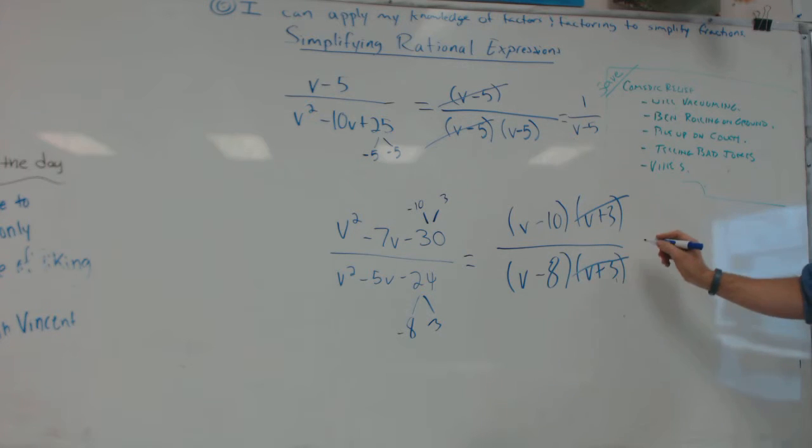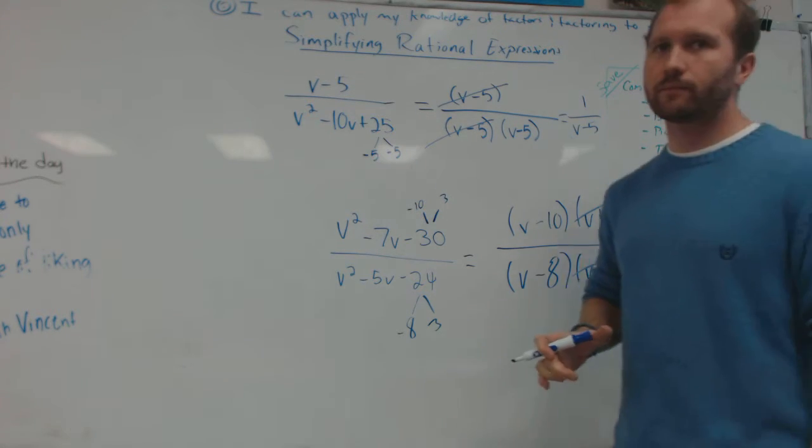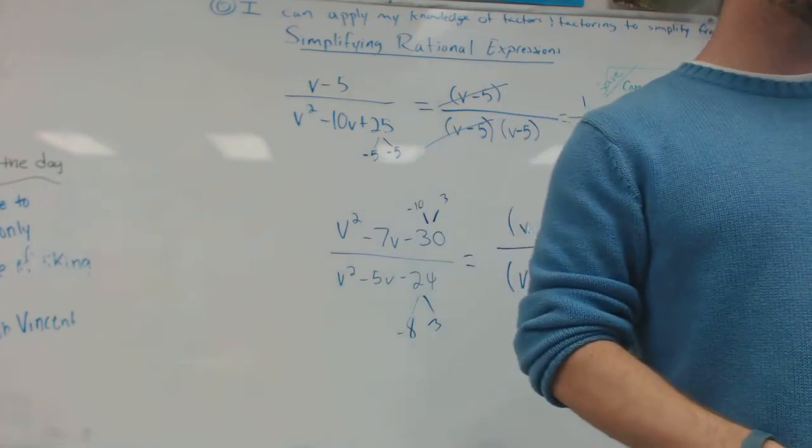There's a factor in the top that cancels with a factor in the bottom, leaving V minus 10 over V minus 8. And we're done. And that's pretty much as complex as we're going to get for now.